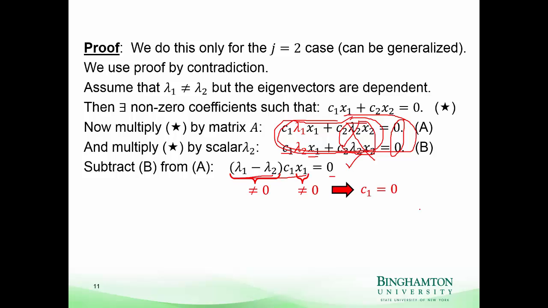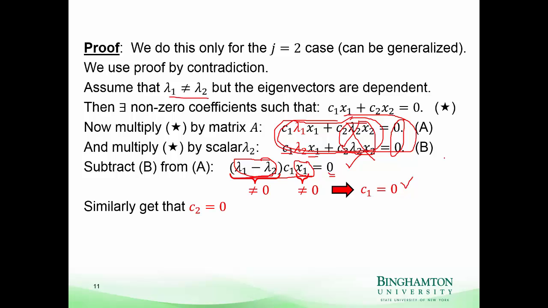Okay, so here is the deal. Well, we assumed that the eigenvalues were different, so this term cannot be 0. And we always assume that our eigenvectors are actual non-zero vectors, so that can't be 0. So we've got some non-zero number times a non-zero vector, and we got to get a 0 vector. Well, the only way for that to happen is that C1 has to be equal to 0.